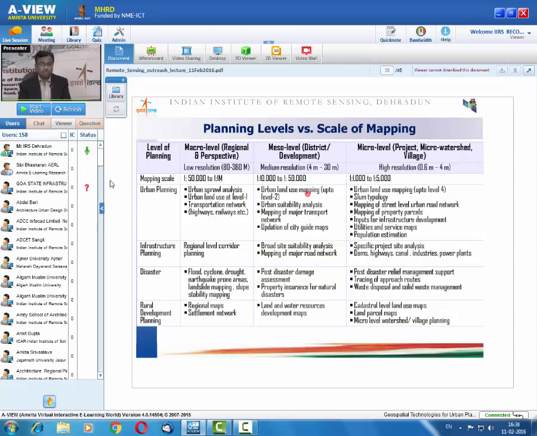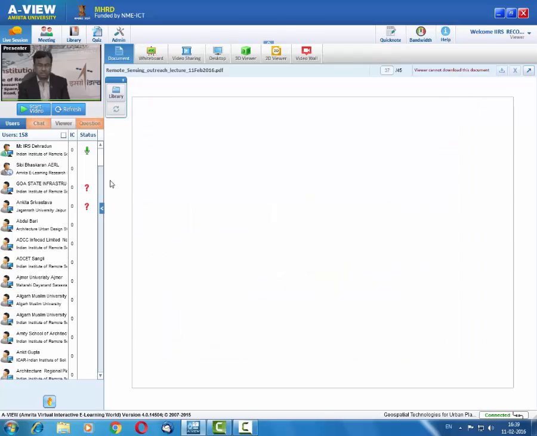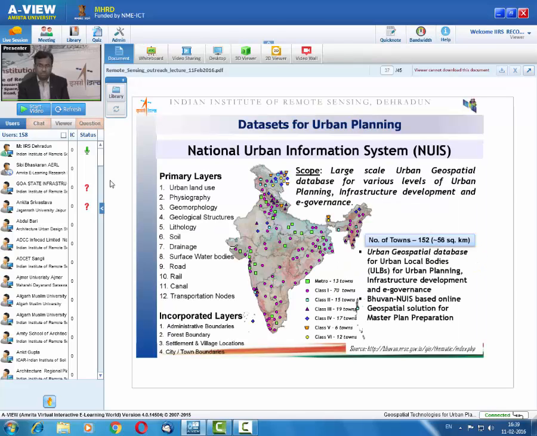we can go up to level 2 of the urban land use land cover mapping, and we can also go for several kinds of urban planning exercises, for example urban suitability analysis and so forth. So basically the message here is that, based on the objective, one has to choose the satellite data of the respective spatial, spectral and temporal resolution.